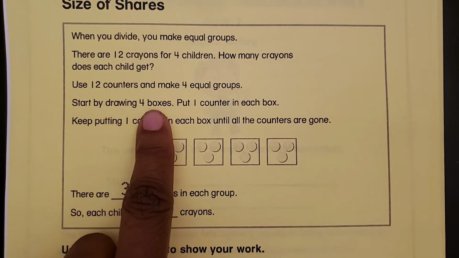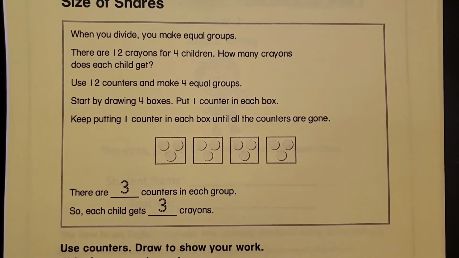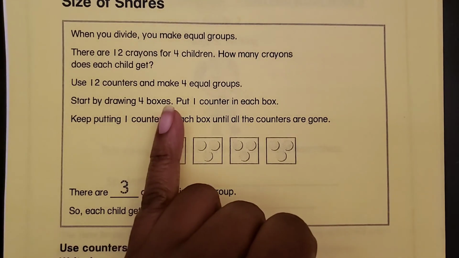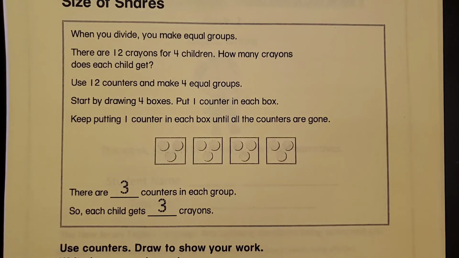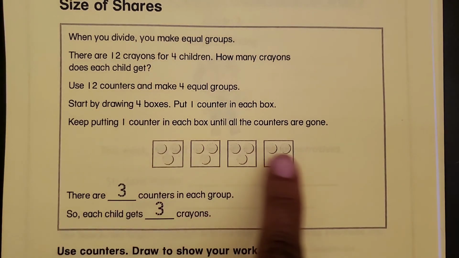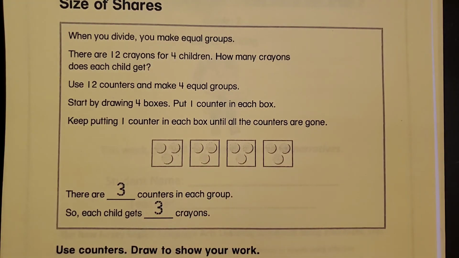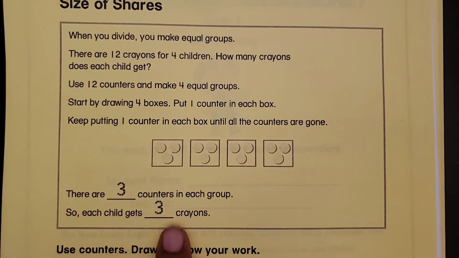Start by drawing 4 boxes. You draw the 4 boxes because the 4 boxes are representing the 4 children. Put 1 counter in each box. Keep putting 1 counter in each box until all of the counters are gone, just like we did on the other page. So on this page, they drew 4 boxes, and then they separated the 12 crayons into equal groups. When they were done, they realized that there are 3 crayons in each box. So there are 3 counters in each group, and each child will get 3 crayons.